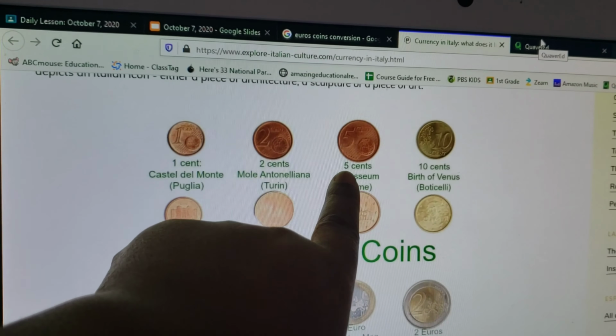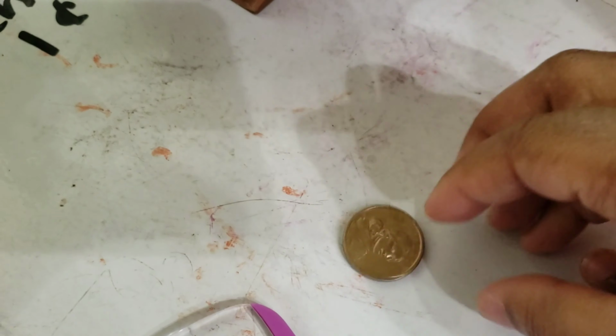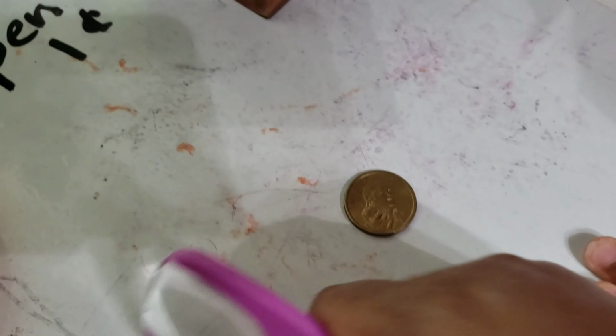All right. So on the front, we see the woman's face. And it says Liberty. And then what does that say over there in the corner? In God we trust. That's what we have on one of our coins. That's what it's called? But this doesn't look like our coin. Alright, so this says, oh wait.